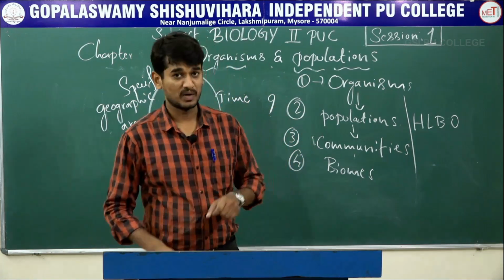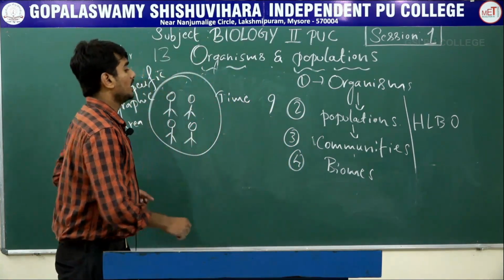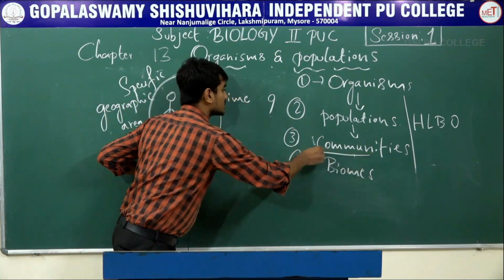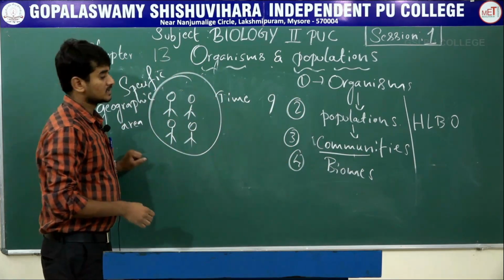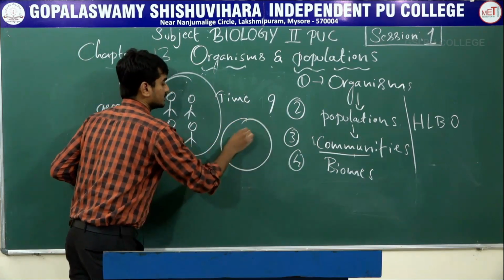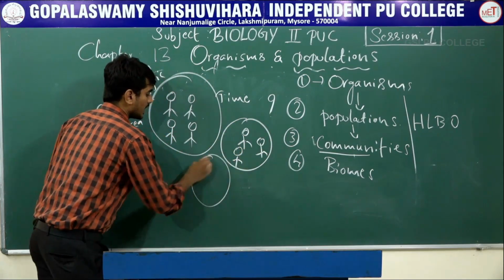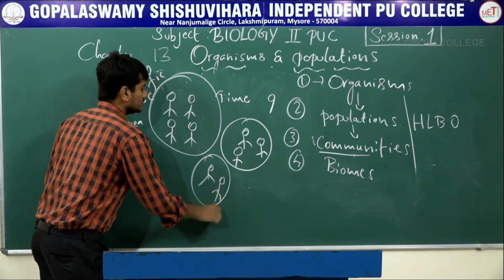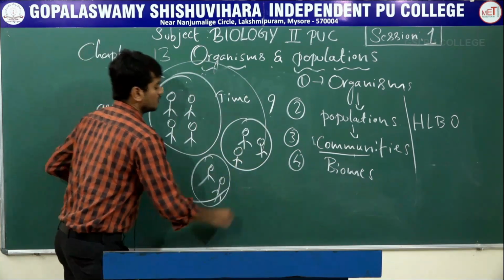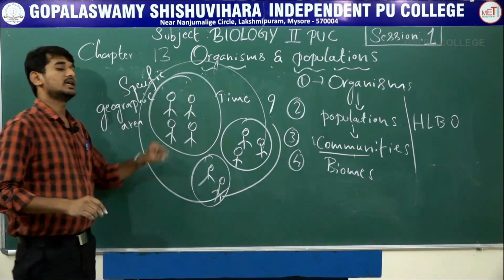That is called populations. So next, these populations form communities. See, the entire population. So what is a community? Community means the entire population forms communities.